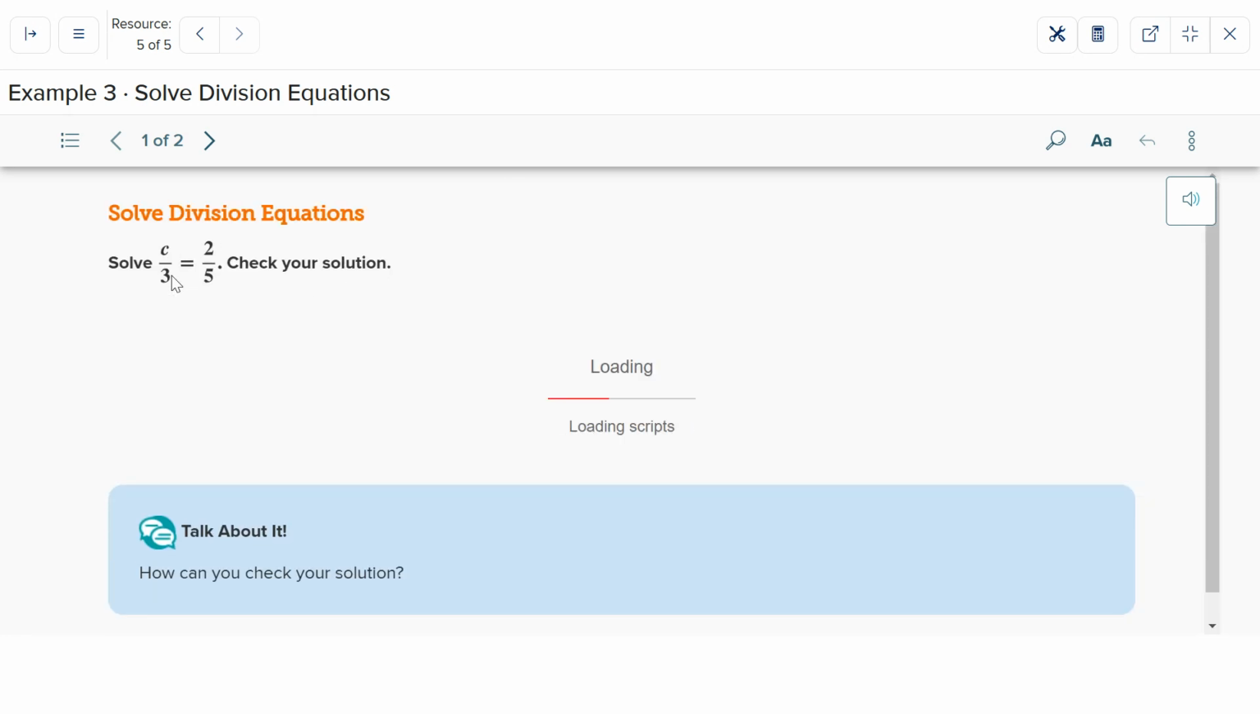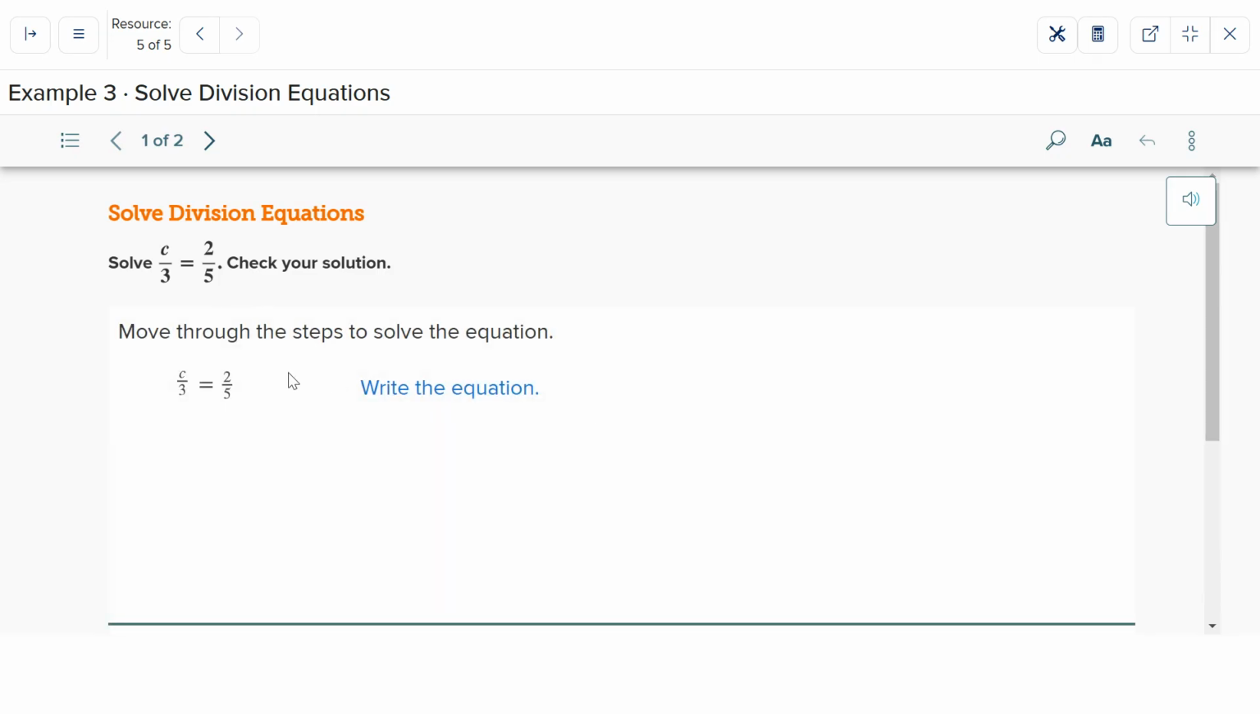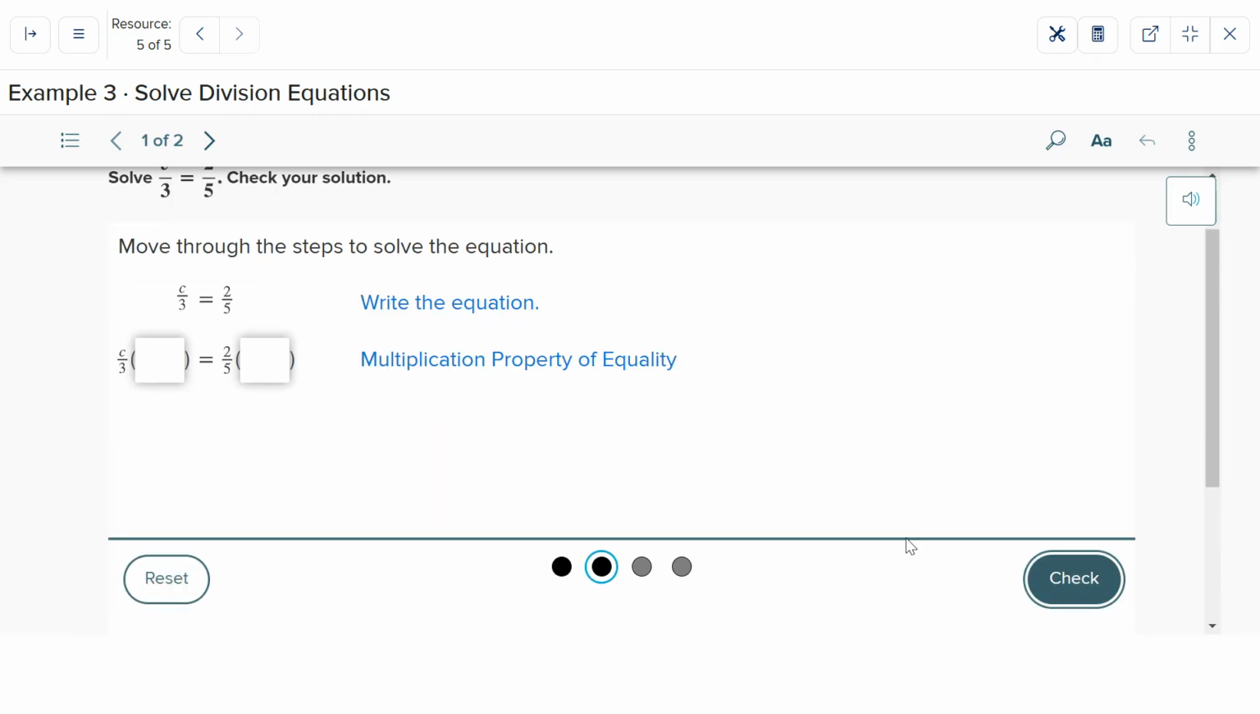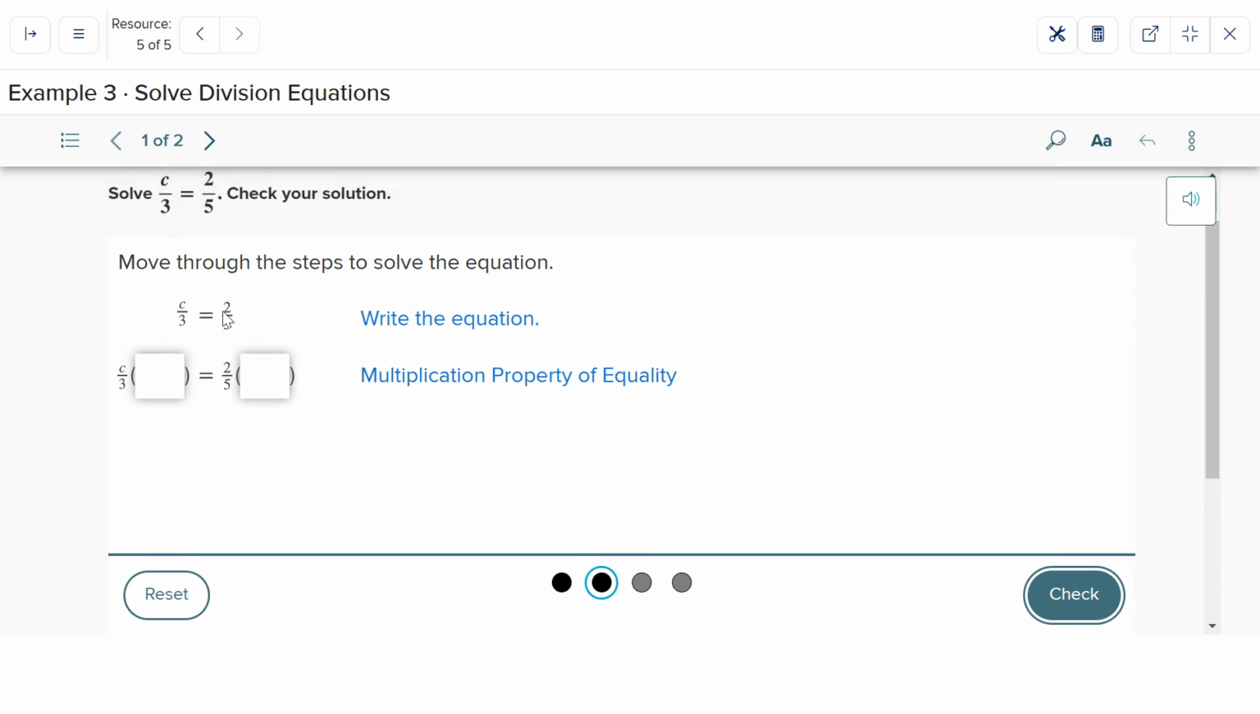So solve c over 3, or c divided by 3, equals 2/5. We write it out first, and then we need to figure out what to multiply by. In this case, we have our 3 that is with the c, so we want to get rid of that. In order to do that, we have to multiply by 3 on each side.